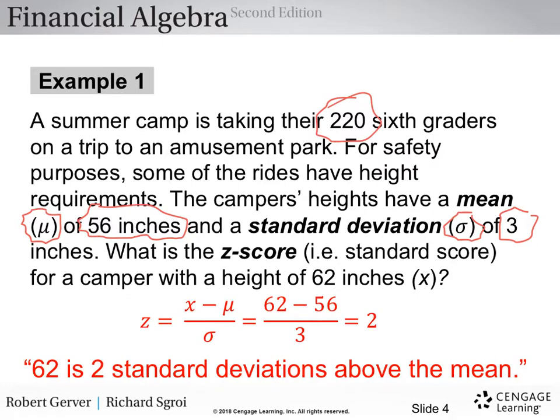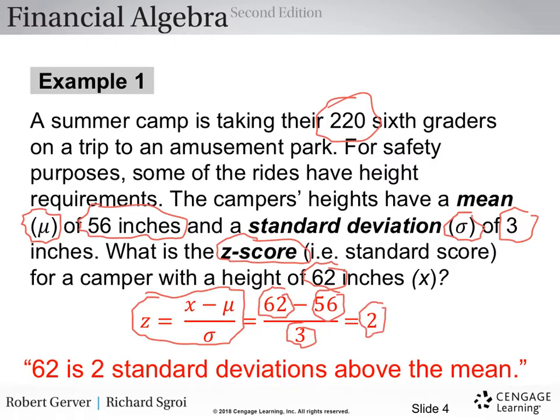What is the z-score, all right, for a camper with a height of 62 inches? All right, so this is the formula that we're going to use right here, all right? And in words, what does it say? It says the z-score is equal to whatever the person's height is minus the mean divided by the standard deviation. Okay? So, their height is 62 inches. The mean was 56. The standard deviation was 3. So if we calculate that, we come out with 2.